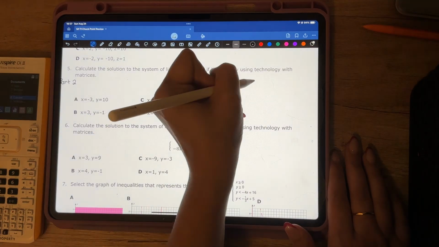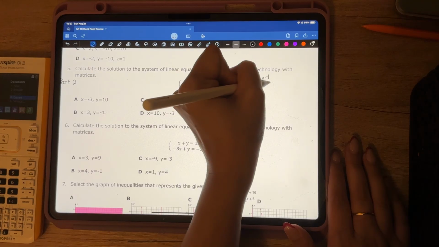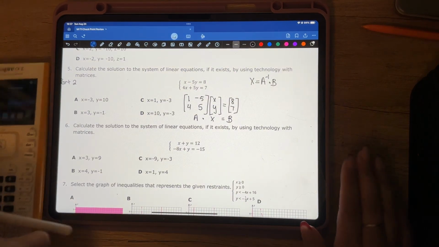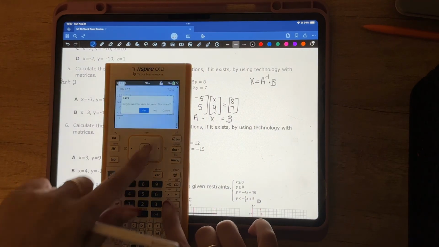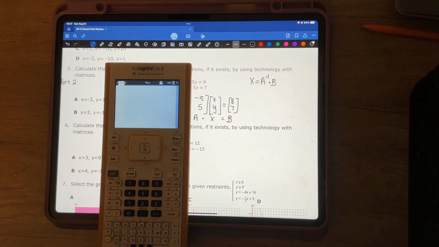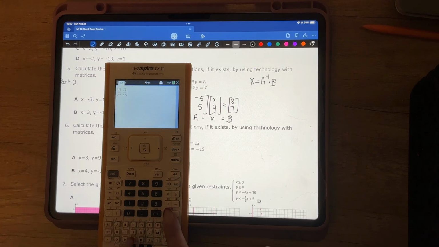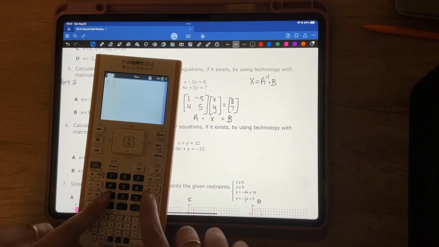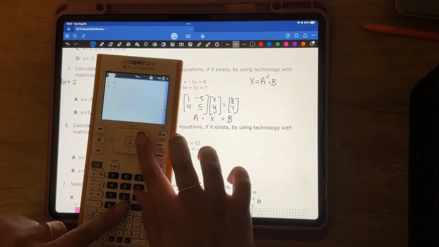To solve these, we need A inverse times B. So grab your calculator. Okay, we're going to start with a new document, no to saving. Okay, and we're going to add a calculator screen. So we're going to type in this matrix. We press the button next to the number 9. We have our matrix. This time we have a 2 by 2 system. So we're going to type this in. So we have 1, 4, and then we have -5, 5.